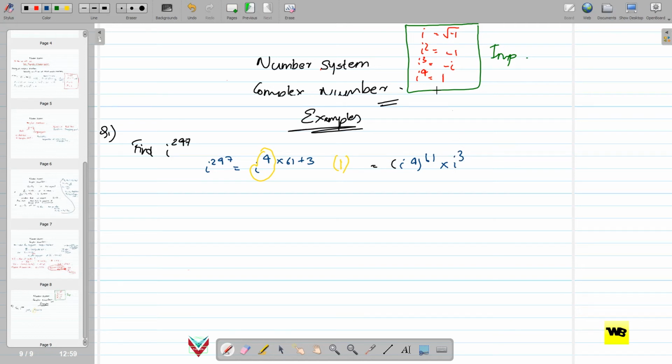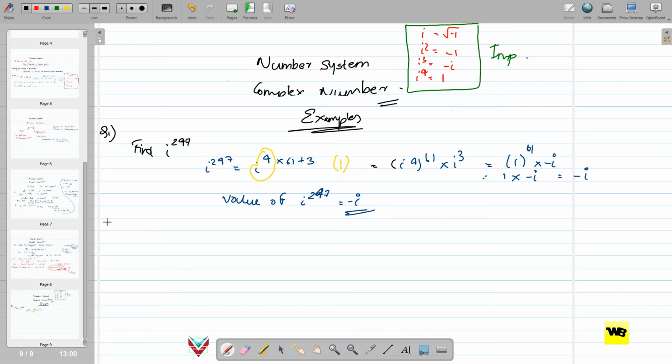So that I can come in the imaginary part. We know that I cube equals minus I and I 4 equals 1. So this value will be 1 raised to 61 multiplied with I raised to 3, which is minus I. So the value will be 1 times minus I, and the whole answer will be minus I. So the value of I 247 is minus I.